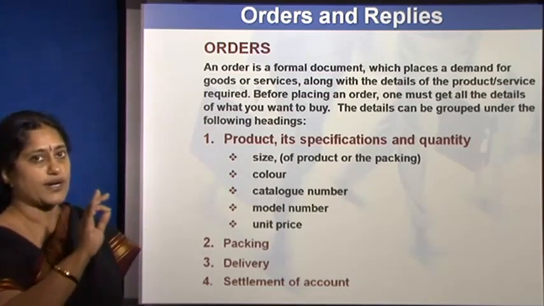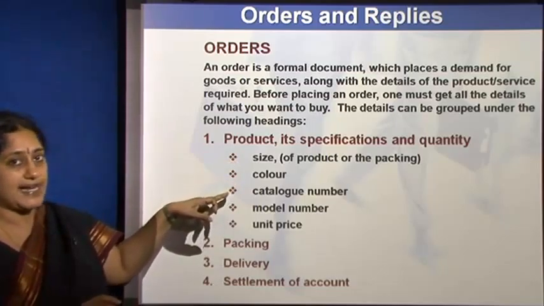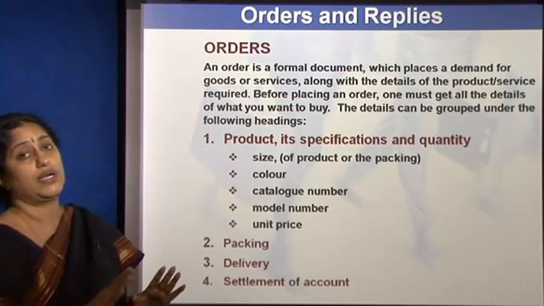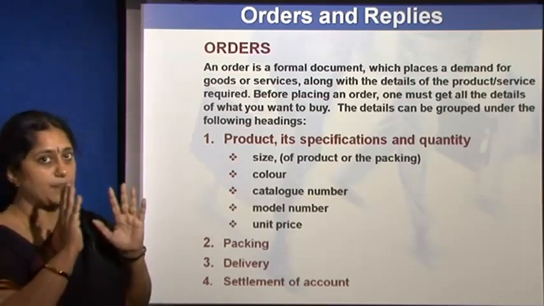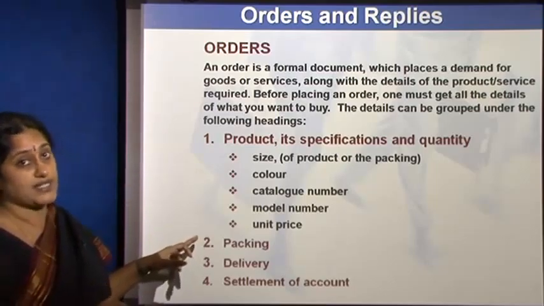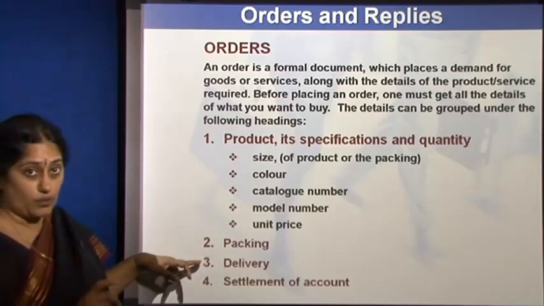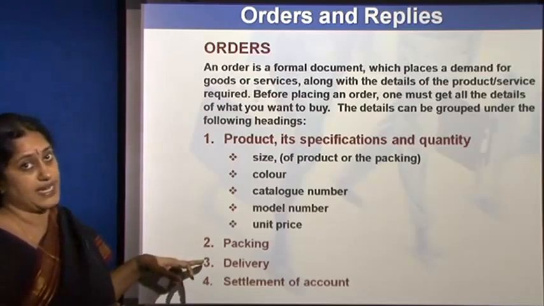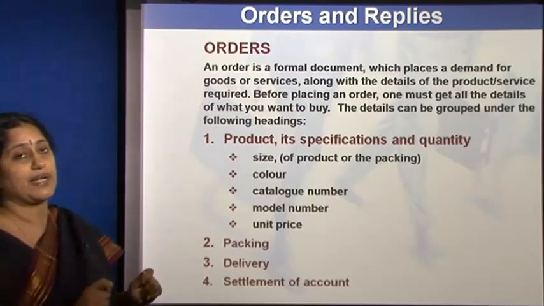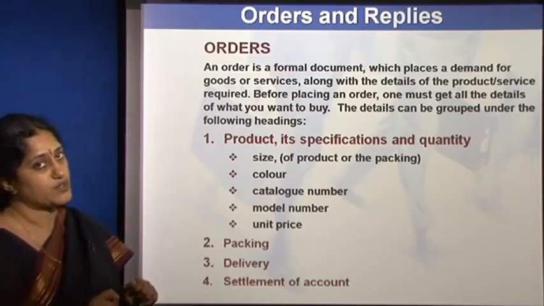What all will be the product that I will put in the order form? Size, color, catalog number if any, model number, unit price, so that there is no lack of clarity as far as the company which is selling the product is concerned. Packing, how should the packing be? Delivery, what is the time for delivery and where should it be delivered? Settlement of account, how will the money be settled? Will it be a DD, will it be a check, will it be in how many days, and so forth.